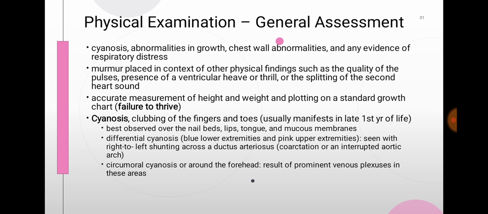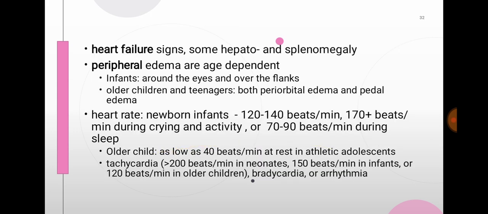So you see the circulation, if there's a difference between the color in your upper and your lower extremities. Some can have coarctation of the aorta. Very common among infants and neonates are prominent venous plexuses, seen here as cyanosis in the forehead. So it's common, you just have to reassure your parent. For heart failure signs, some may have hepatosplenomegaly. You have to assess for your peripheral edema. This would suggest congestive heart failure.